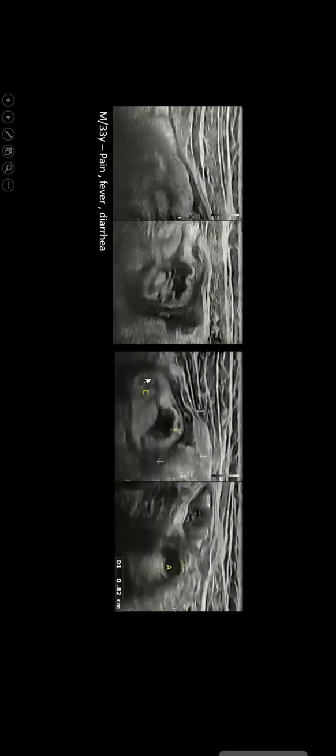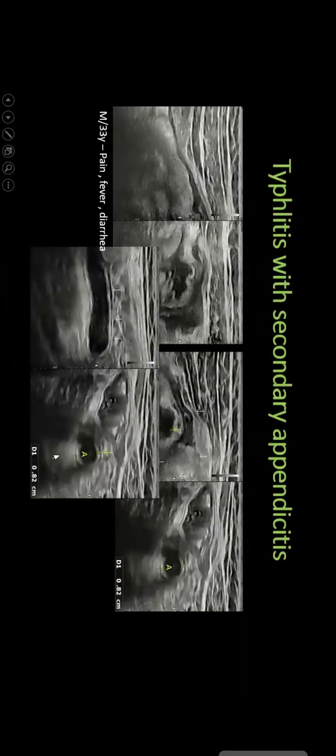Male 33, pain, fever, diarrhea. There is ascending colon, cecum is very much thick, some mucosal thickening, some fat reaction. Appendix is also prominent, but wall is not thick. But appendix is showing increased diameter. So here, basic component of pathology is typhlitis, but we can mention dilated appendix, which may be secondary to it. So appendicitis can be secondary, due to ileocolitis sometimes.